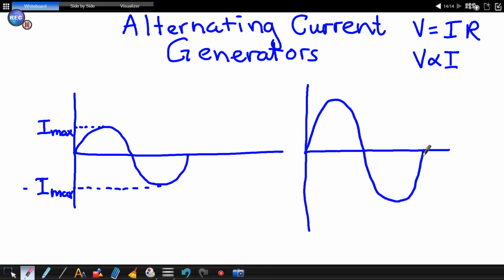Is it making sense? So this is your Vmax, and this is your negative Vmax. And the only reason why it's said to be negative is because during that half of the cycle, the current is flowing in the opposite direction. And your induced EMF is always opposite.